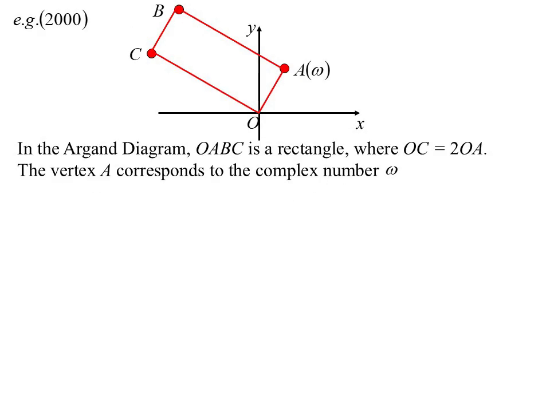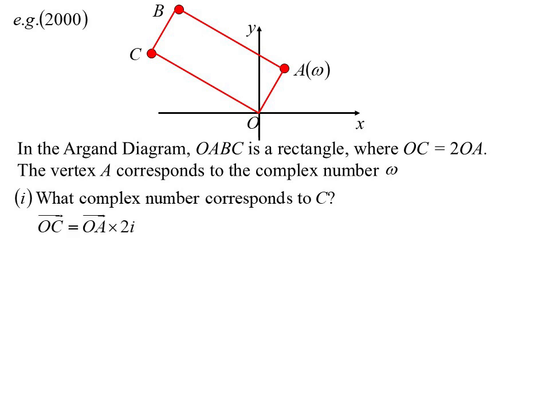In the year 2000, they asked this one. It's a rectangle. And we're told the length of OC is twice the length of OA, and A is omega. What would C be? So how do we get to C with what we know? The only thing we know is A. All right. Well, I could rotate the vector OA. It's a rectangle, I know I'm rotating at 90 degrees. They've also told me the length is double, so that vector would double in size. In other words, I'm getting the vector OA and multiplying it by 2i. So let's sub in what we know. There's an expression for C, 2i times omega.